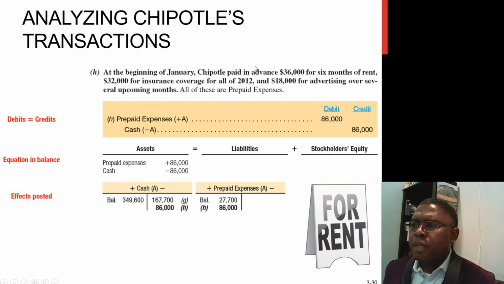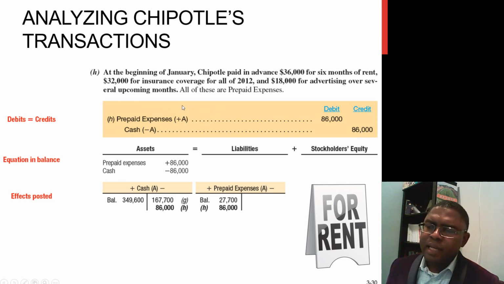So we are going to sum them up, which is 36 plus 32 plus 18,000, and that becomes 36,000. So prepaid expense, which is an asset, is going up, so it takes a debit balance. And then cash is also an asset, but cash is going out. So when an asset is reducing, it takes a credit balance. So this is how we are going to journalize this transaction.